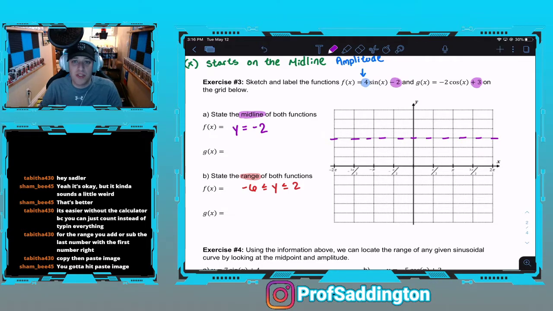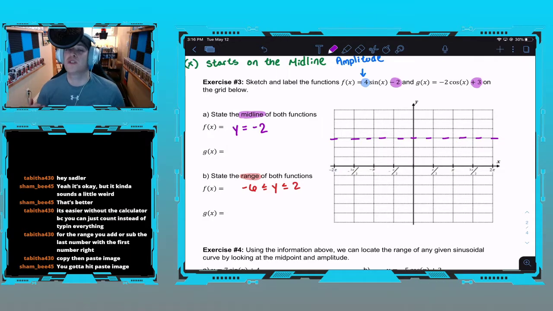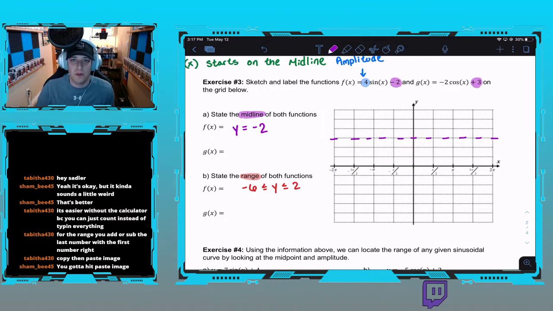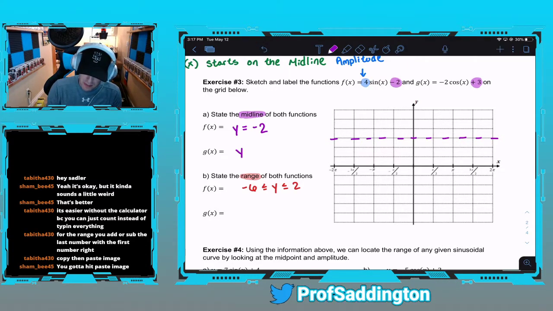So this is not the function. This is just going to be the middle of our graph. Okay? So g of x has a midline at y equals 3. So that's the middle.